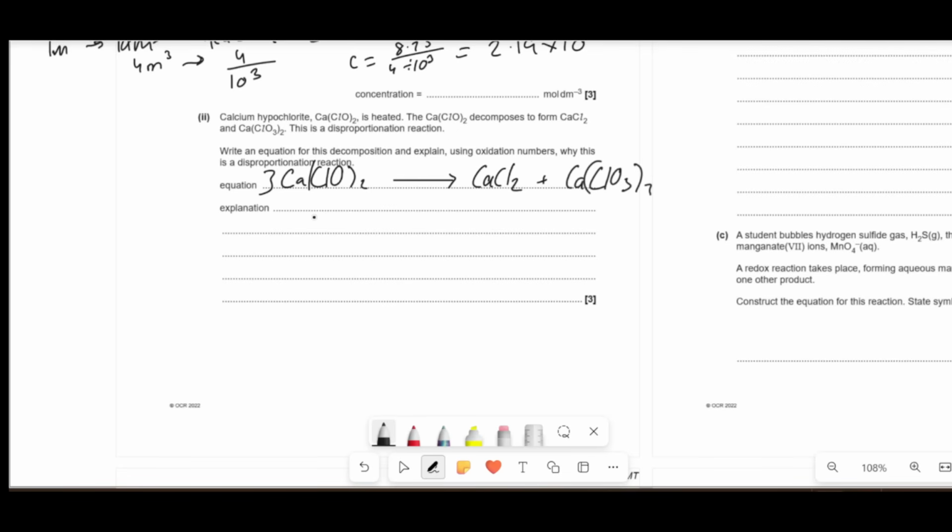So what could I do? Well, we've not got 3 chlorines. We've got 3 times 2 chlorines, so that's 6 chlorines. So I can put a 2 here, and that should be fine. Done. Now, for the explanation, this ClO, we've got 2 of them.